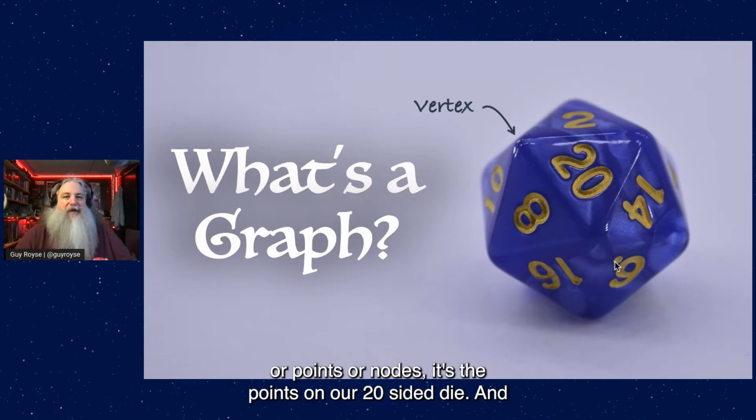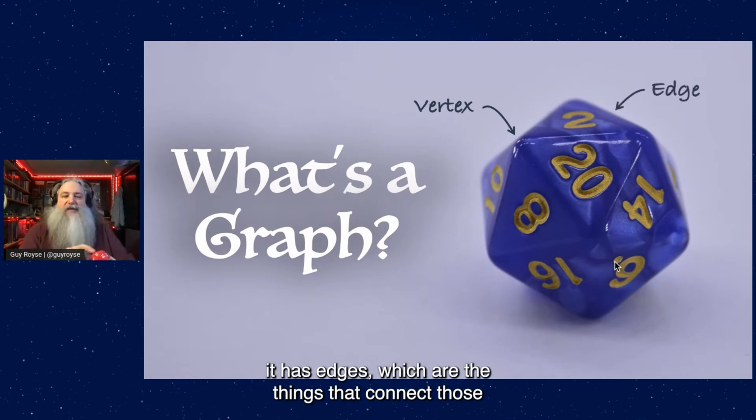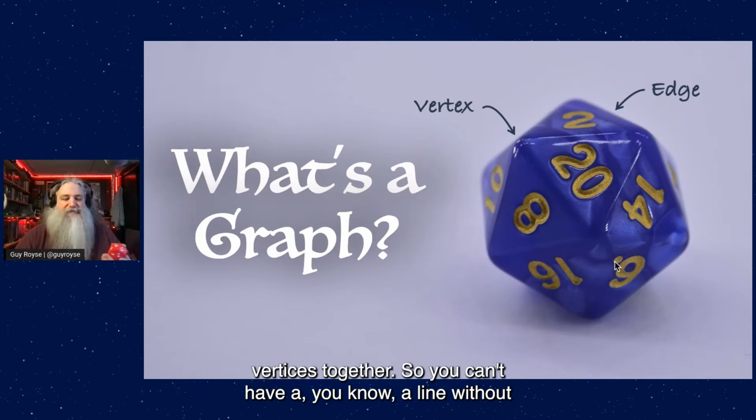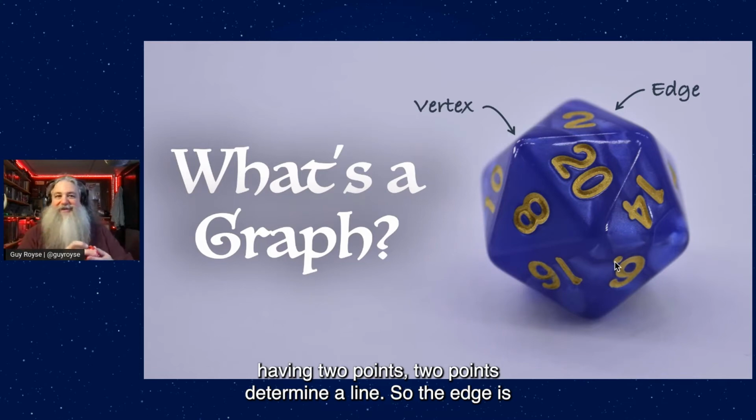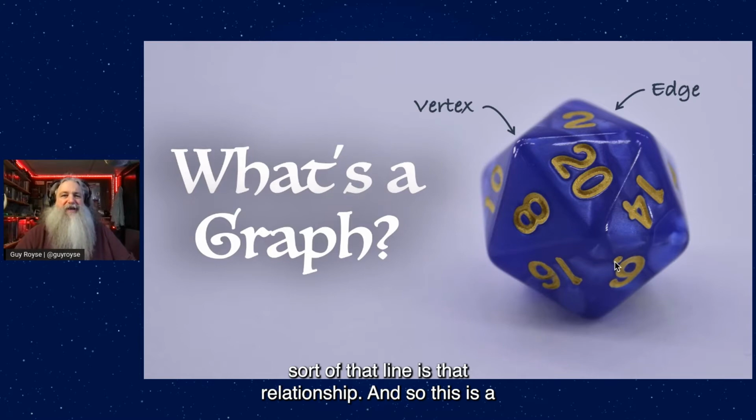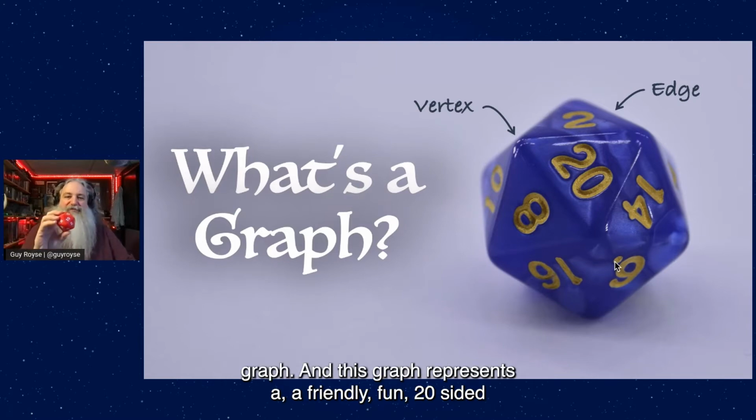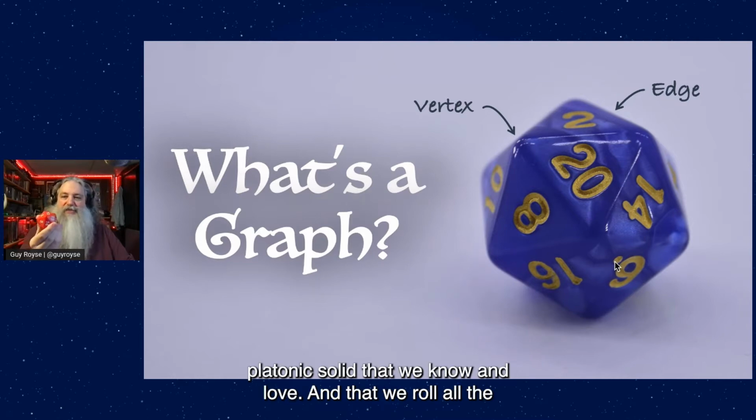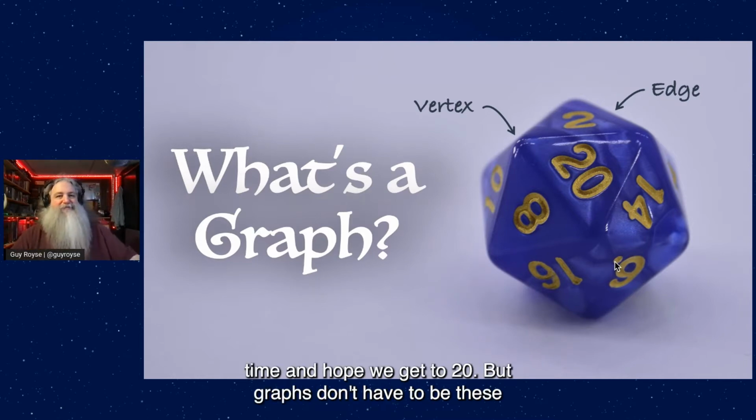And it has edges, which are the things that connect those vertices together. So you can't have a line without having 2 points. 2 points determine a line. So that edge is sort of that line. It's that relationship. And so this is a graph, and this graph represents a friendly, fun, 20-sided Platonic solid that we know and love, and that we roll all the time and hope we get a 20.